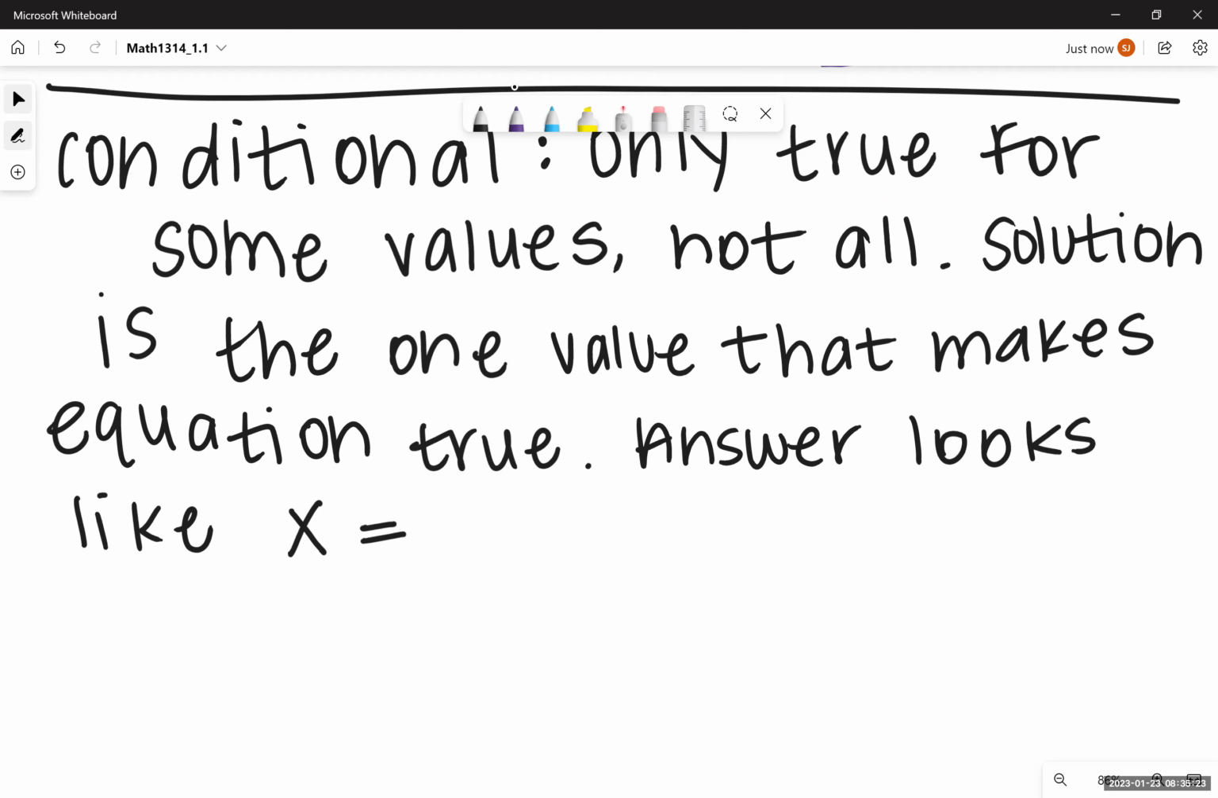So the solution is going to be whatever value it is that makes the equation true. So like, what's the solution set? It's going to either be 1 or 2 or 3/2 or 5 or 6 or 7, right? It's just going to end up looking like X equals a number. We don't know what the number is, so I'm literally just going to put number.